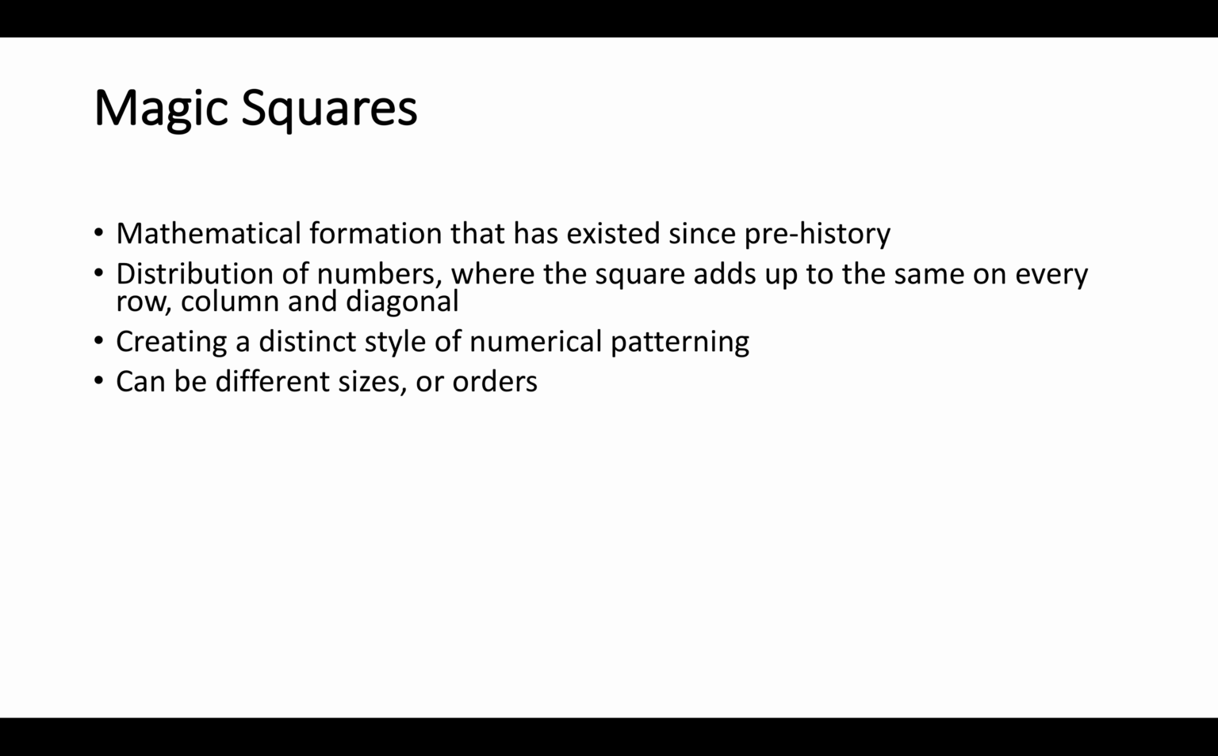Squares can be different sizes. We call sizes in the context of magic squares order. So order 4 would mean a 4 by 4 square, order 7 would mean a 7 by 7 square.